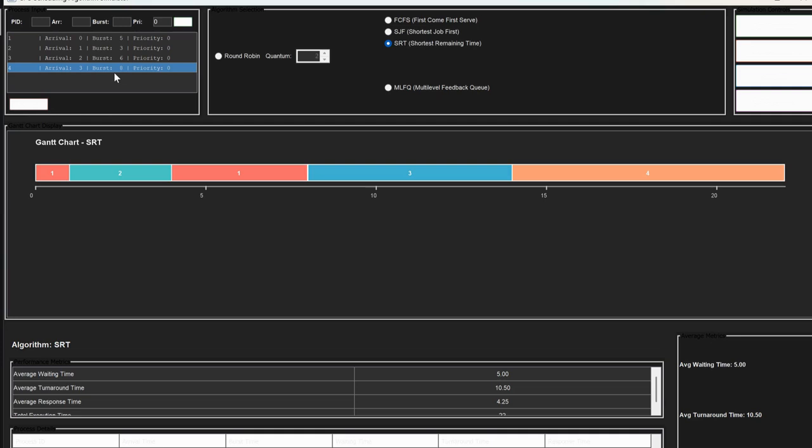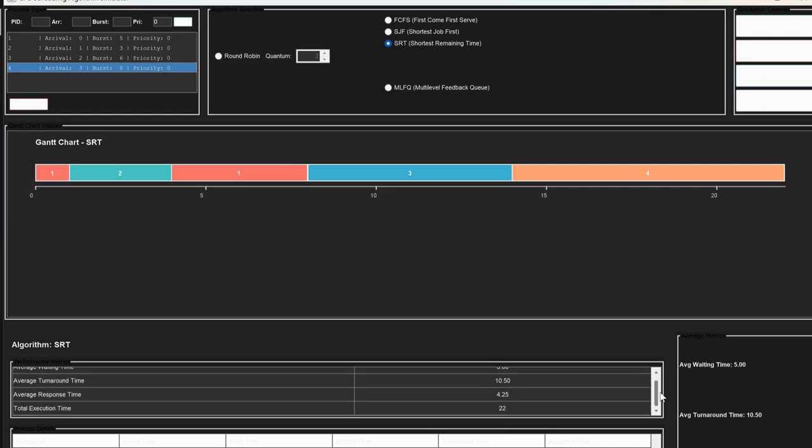So each process arrives at a different time and requires a certain amount of CPU time. For the SRT, unlike FCFS, SRT can interrupt a running process if a shorter job arrives. So now let me walk through the execution, why we got this result. And we also have the algorithm of SRT, which gives average waiting time, turnaround, response, and execution time.